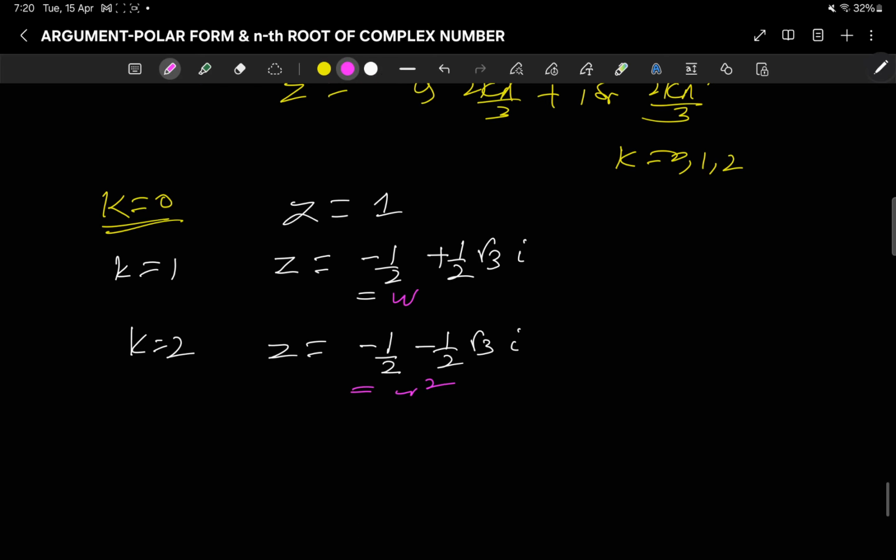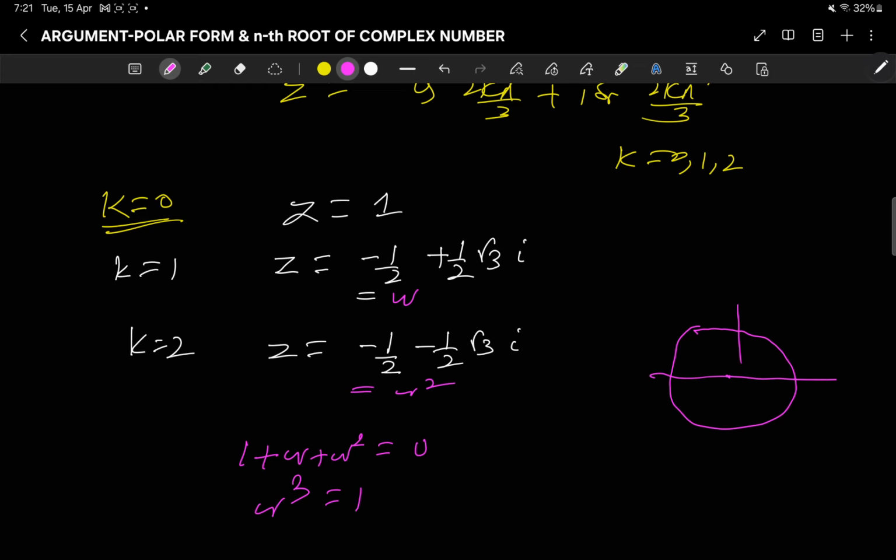So for the cube roots of unity, 1 plus omega plus omega square is equal to 0, and omega cube is equal to 1. These lie on a circle of radius 1, and they form a triangle, with 1 a vertex, omega a vertex, and omega square a vertex. So it is a polygon with 3 vertices.